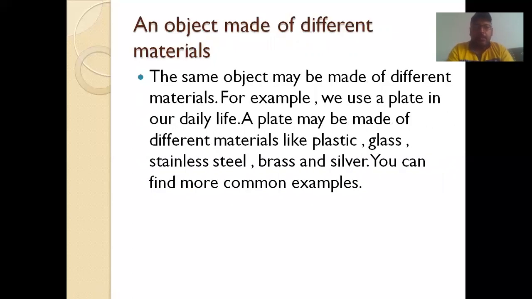Now, a very interesting fact is that the same object may be made up of different materials. If we talk about a plate, which we use in our daily life, a plate may be of different materials, like a plastic plate, glass plate, stainless, brass, silver, a number of options can be there. Same way, a chair may be of plastic, may be of wood, right? So they are made up of different materials.